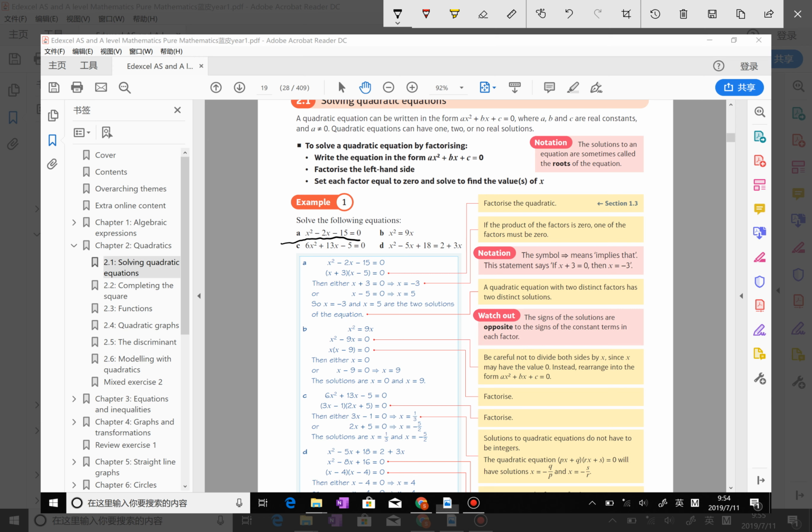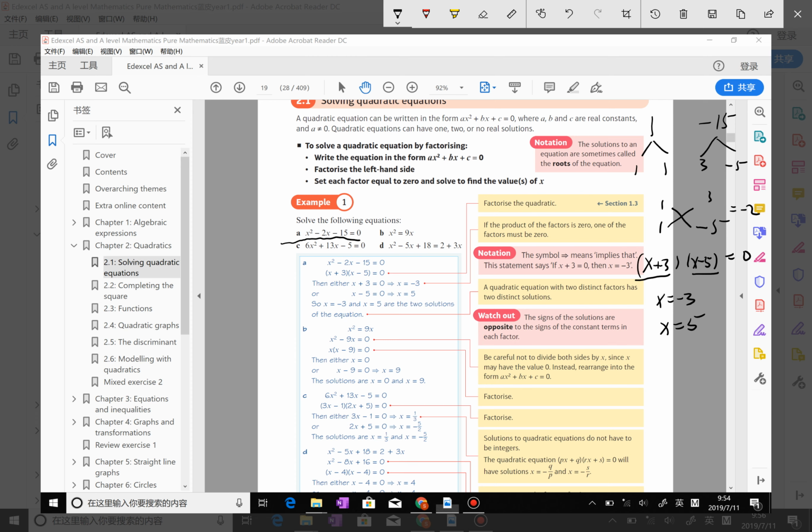We can factorize. The coefficient before x squared is 1, and the constant is negative 15. We can split 1 into 1 times 1, and negative 15 into 3 and negative 5. Then 1 times negative 5 plus 1 times 3 equals negative 2. So we can write the equation as x plus 3 times x minus 5 equals 0. Setting each factor equal to 0, we have x equals negative 3 or x equals 5.